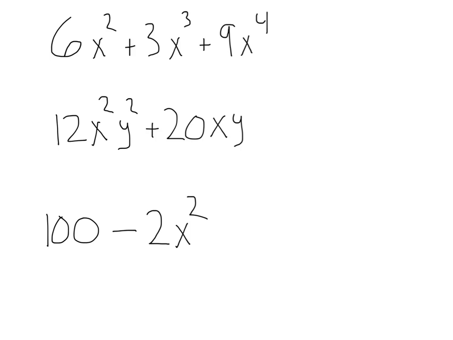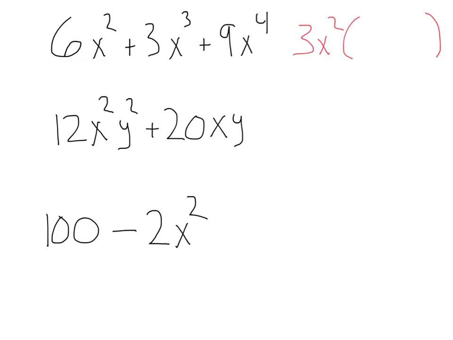Let's go ahead and do a few quick examples. First, we have 6x squared plus 3x cubed plus 9x to the 4th. The 6, 3, and the 9 have a 3 in common. The x squared, x cubed, x to the 4th have an x squared in common. And then what's going to be left?